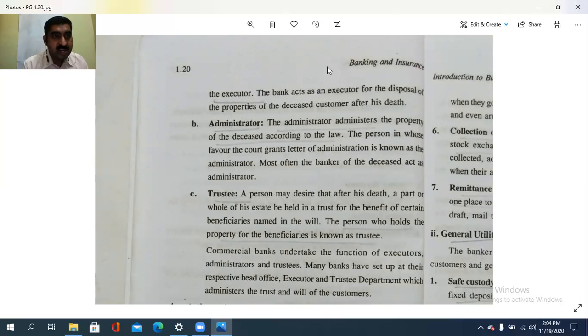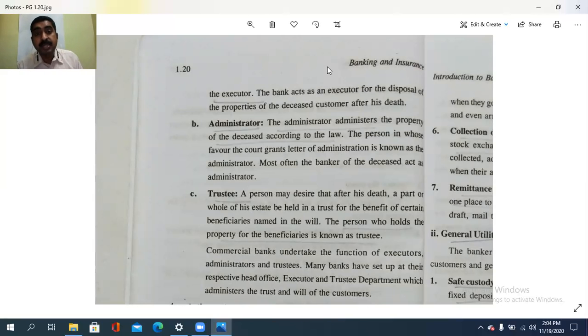And the banker or the bank acts as an executor for the disposal of the properties of the deceased customer after his death. After the death, whatever is to be disposed of or sold from that customer's property, the bank acts as an executor, acts as an agent. So that is the executor.